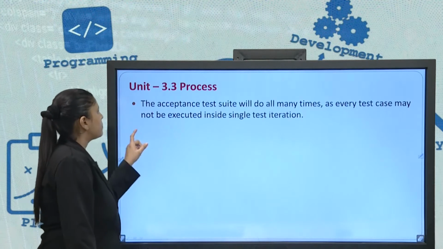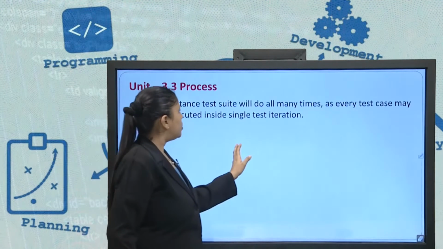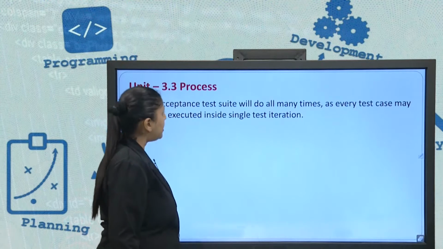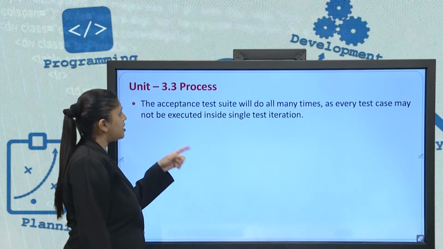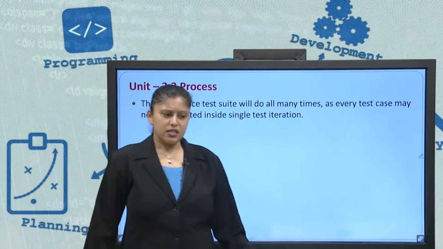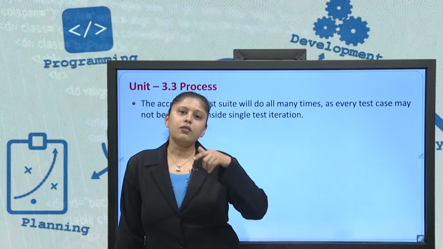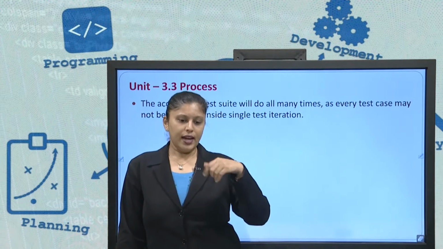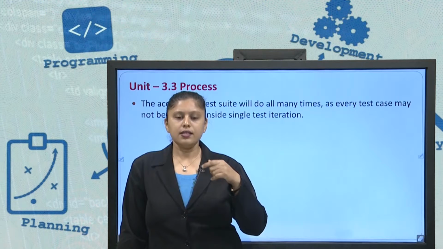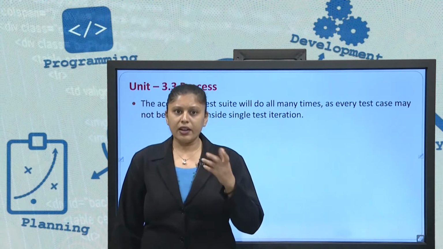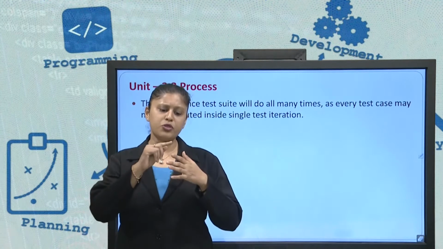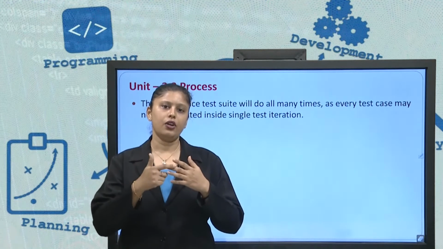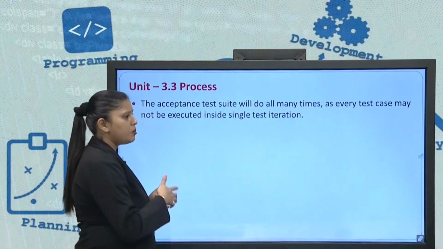It says that the acceptance test suite will run many times, as every test case may not be executed inside a single test iteration. Sometimes you need repetitive testing of certain tasks. In that repetitive testing, you might require the same steps to be followed again and again. So certain test cases would be repetitive ones.